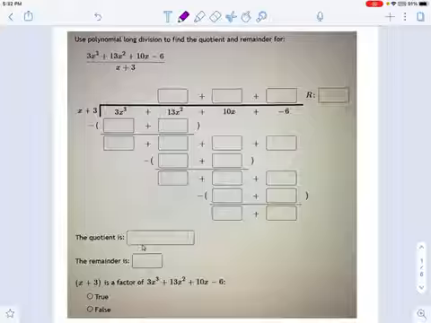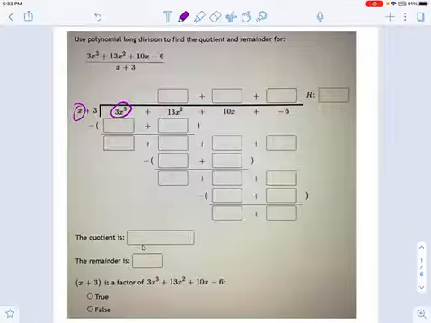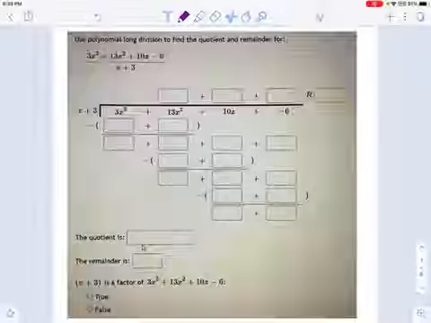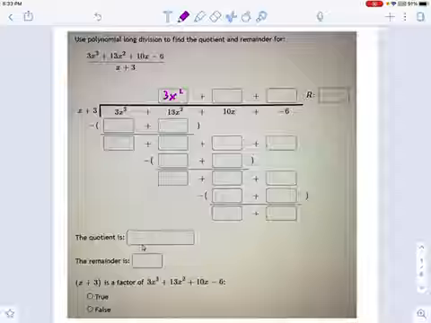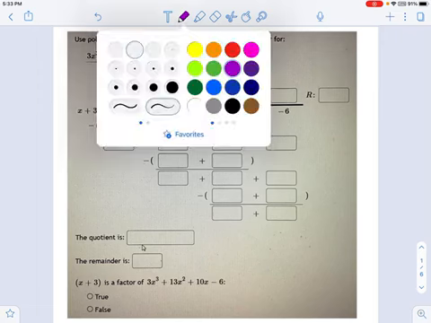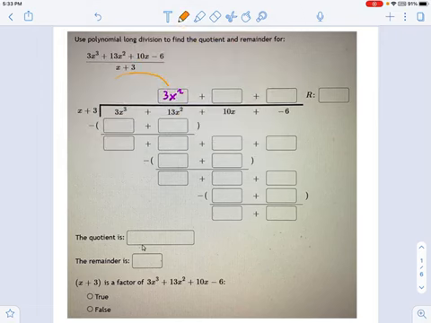First thing I do is I divide 3x cubed by x. So what is 3x cubed divided by x? That's going to be 3x squared. Now you multiply 3x squared by that polynomial. So what do you get? You get 3x cubed, that's no surprise, and you get 9x squared.